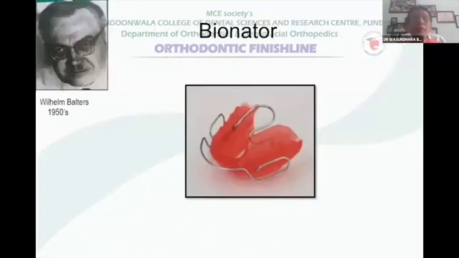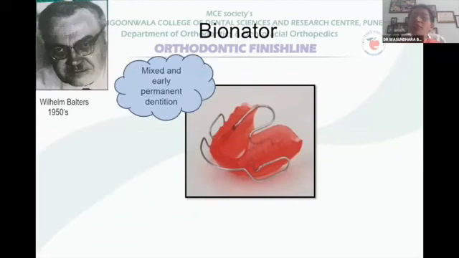Bionator, Balters' bionator, he has given more importance to the tongue. The tongue, the center of the reflex activity, and it should be given in the mixed dentition and the early permanent dentition, especially when the maxillary canines are erupting.